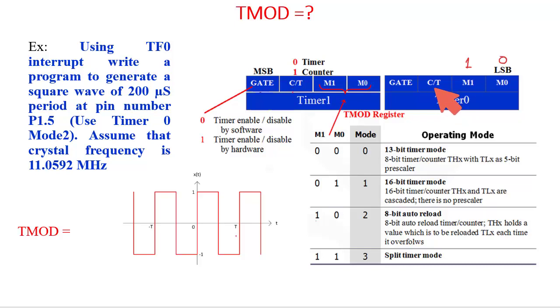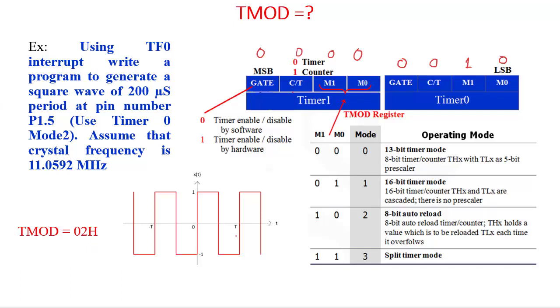Next, C/T, what will be this bit? Here the timer is acting as a timer, so this bit will be set as 0. The GATE bit might be 0 or 1. Here the timer is enabled or disabled by software, so the GATE bit will be logic 0. So this will be the timer 0 setting. And we are not using timer 1, so all the bits in timer 1 will be 0, 0, 0 and 0. So what will be the value of TMOD? Here this is 0, here this is 2. So the value of TMOD is 02 in hex.